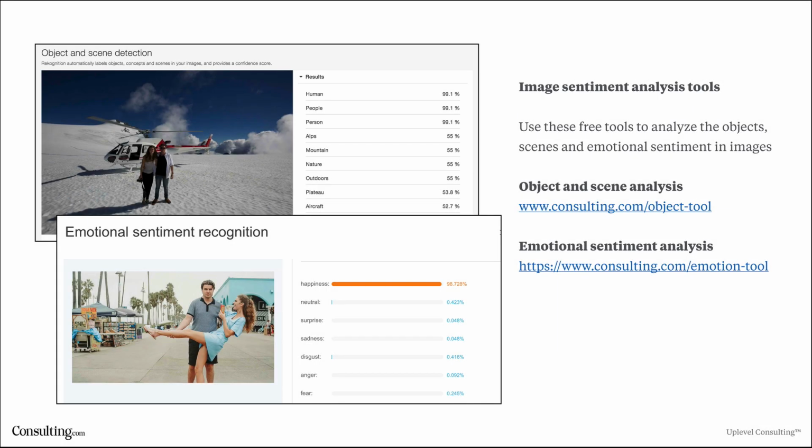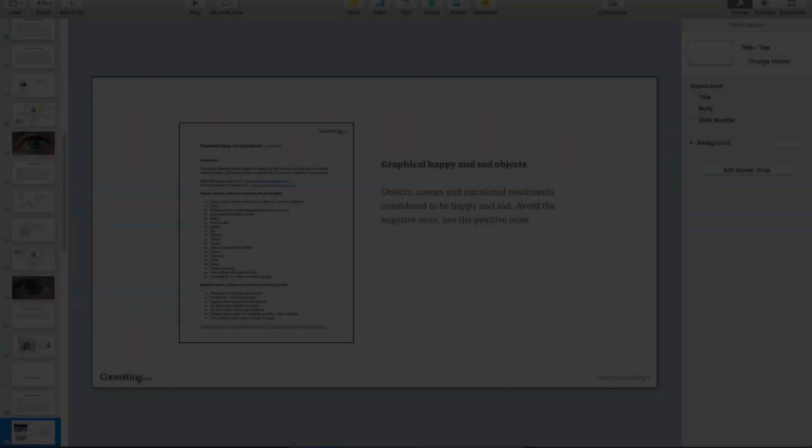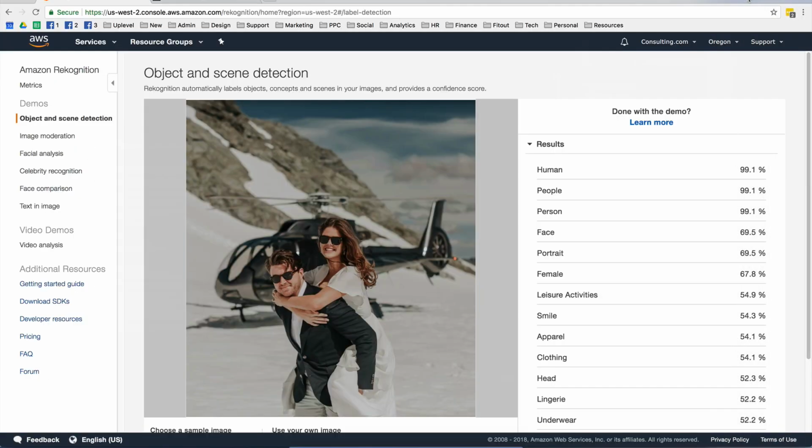Now, with these tools alone, we know we want people to be in them. We know we want them to read happy or neutral at the least, not negative. But how can we really take them to the next level? How can we really play to the extremes? Because remember, algorithms like extremes. And that's why I created a list of graphical, happy, and sad objects. Now, these are objects, scenes, and emotional sentiments considered to be happy and sad. And you want to avoid the negative ones and use the positive ones. So let's take a look at this. This is when we're starting to get pretty ninja.